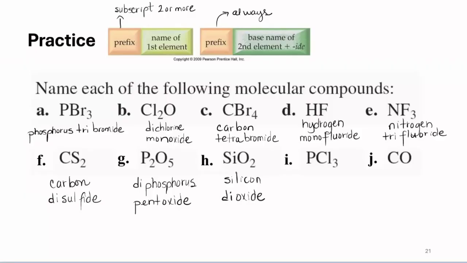And then the last two are going to be phosphorus. Since Cl has a subscript of 3, that means that it is tri. And the correct word is going to be chloride. And lastly, CO. This is carbon monoxide, because it was similar to the example that we saw here when we had an oxygen with a subscript of 1.